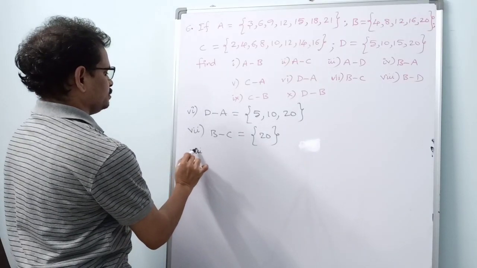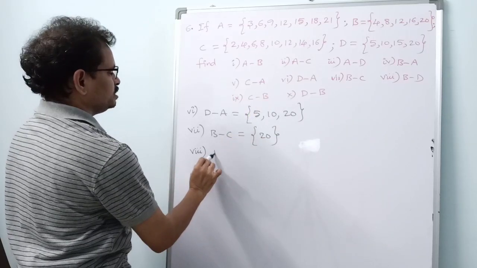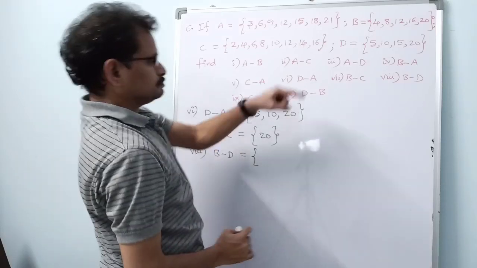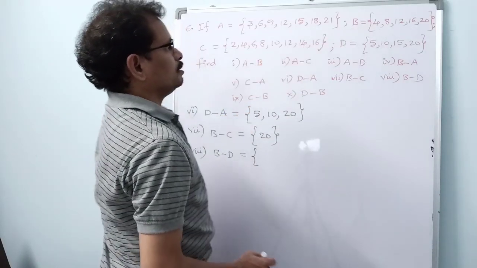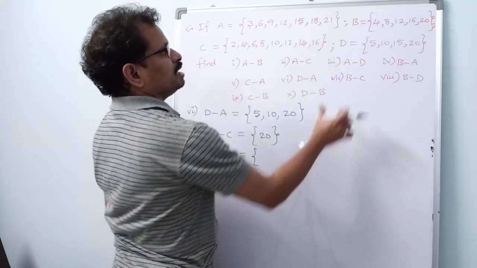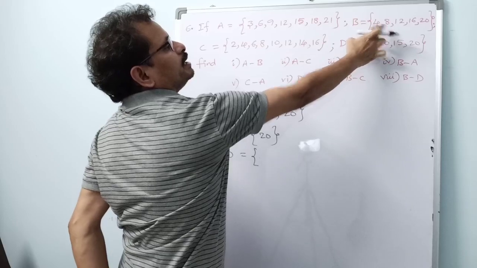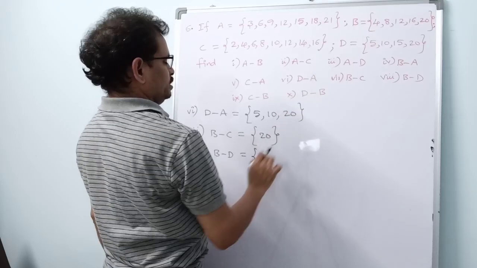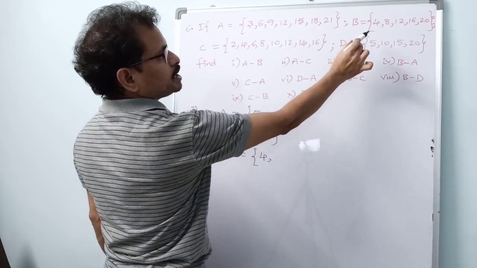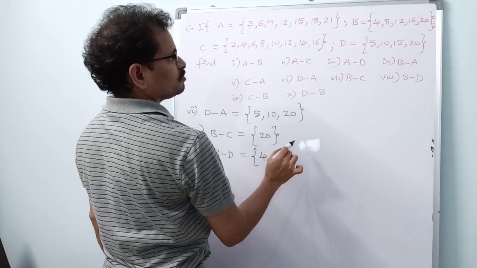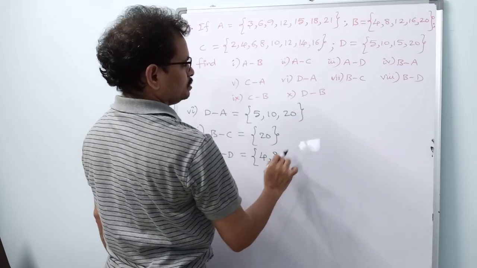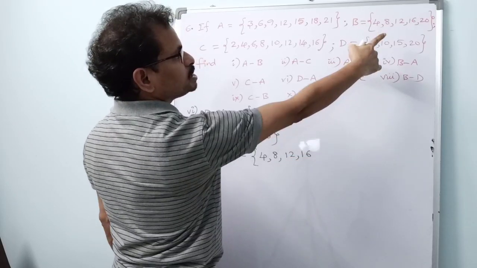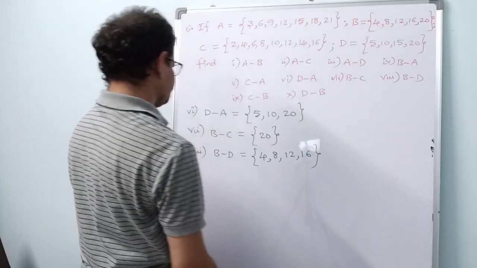Next, 8th one, B minus D. Now we have to remove elements of D if there are any in set B. 4 is there in B, it is not there in D, so write down. 8 is there in B, not in D, write down. 12 is there in B, not there in D, write down. 16 is there in B, not in D, write down. 20 is in B, 20 is in D also, so remove it.